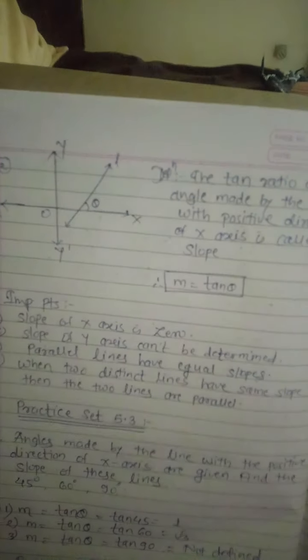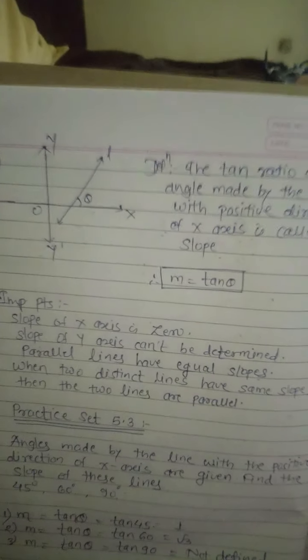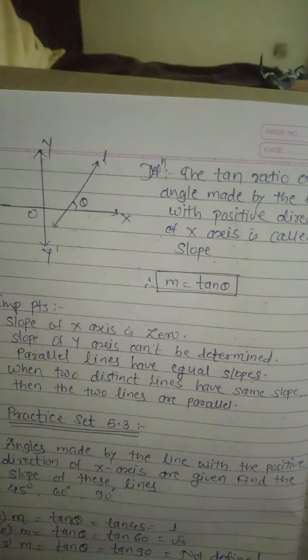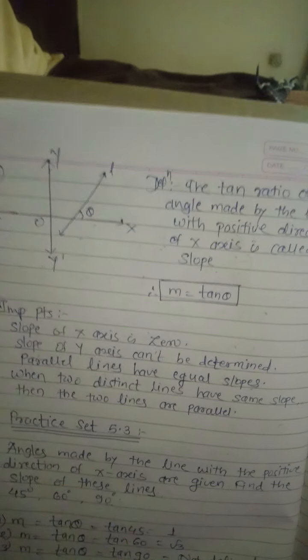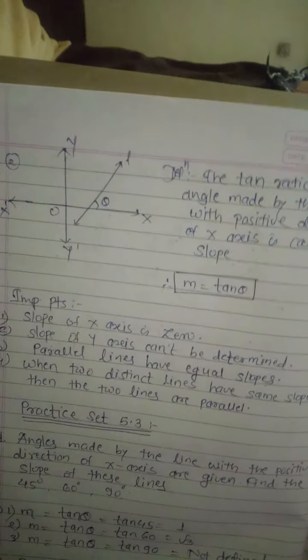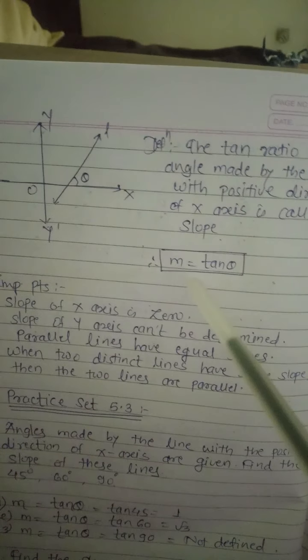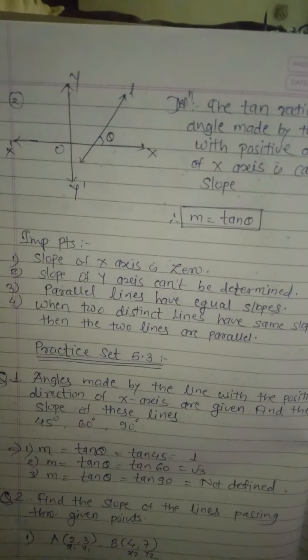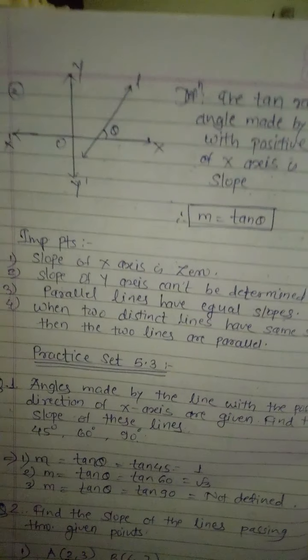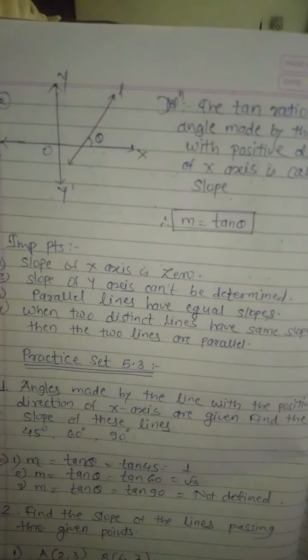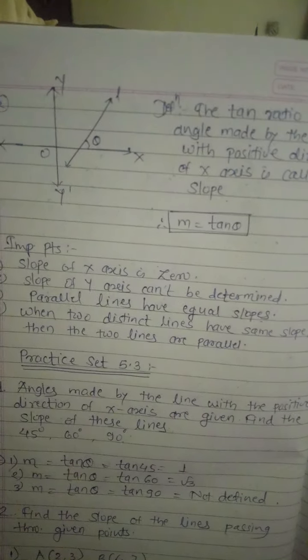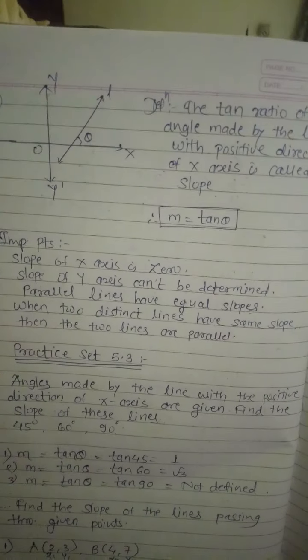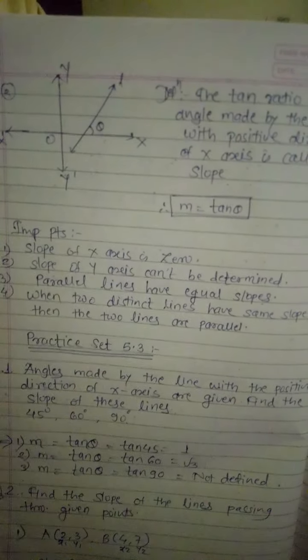If we are given 2 points, then we have to use the formula m is equal to (y2 minus y1) upon (x2 minus x1). And if we are given the angle theta, then we have to use the formula slope is equal to tan theta. Some important points regarding the slope: the first is that the slope of the x axis is always 0. Next, the slope of the y axis cannot be determined. Next, if the lines are parallel, they have the same slope, that is equal slopes. And when two distinct lines have the same slope, then the lines are parallel.